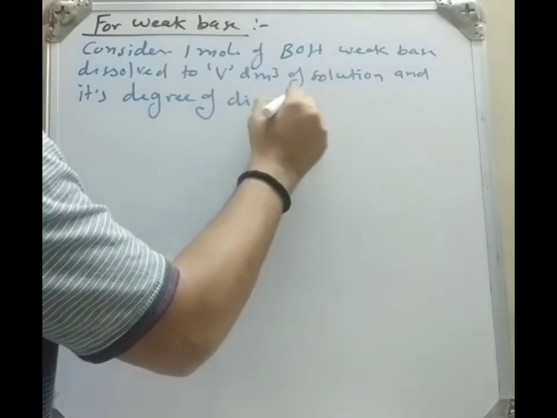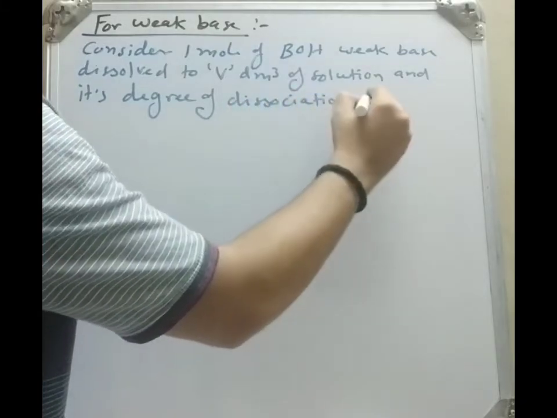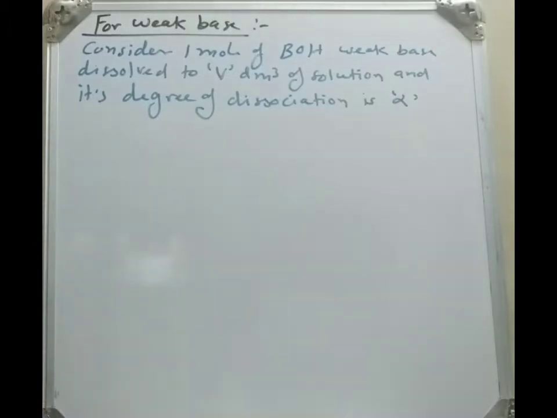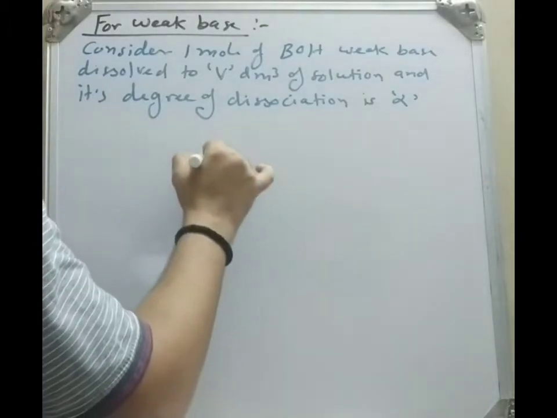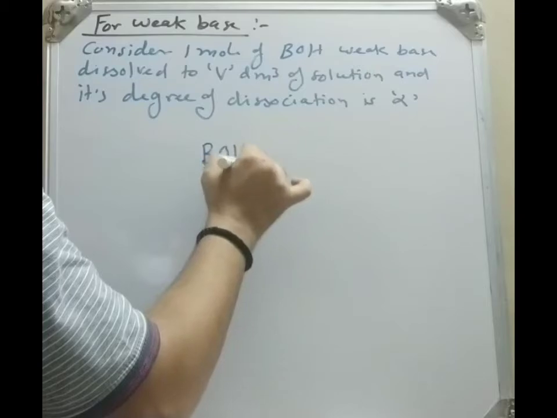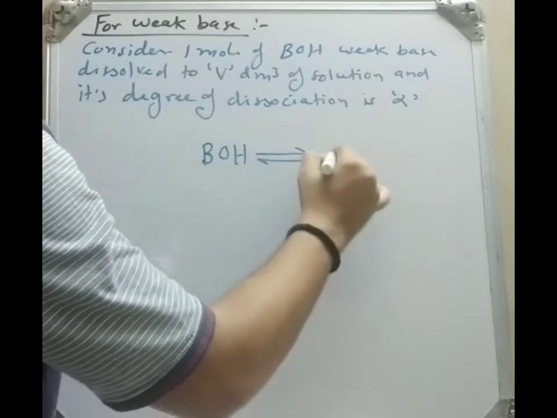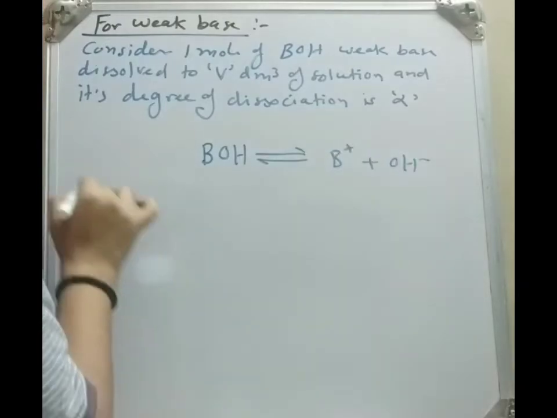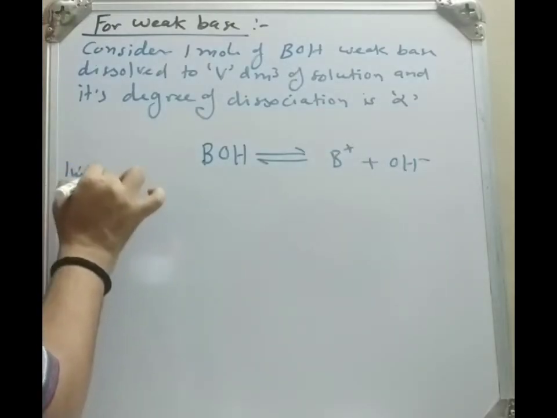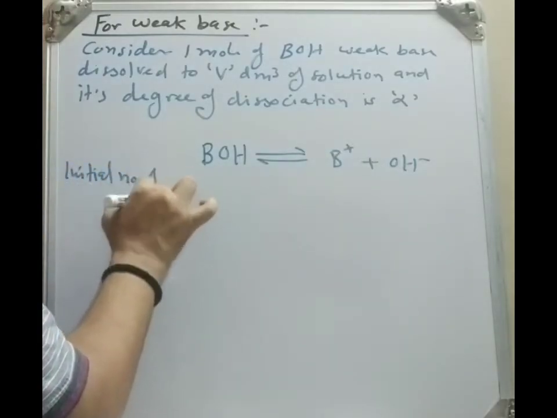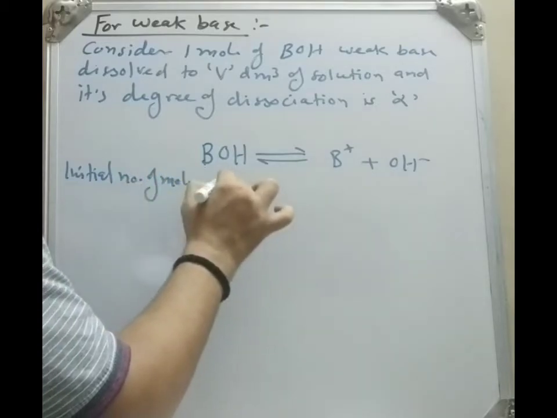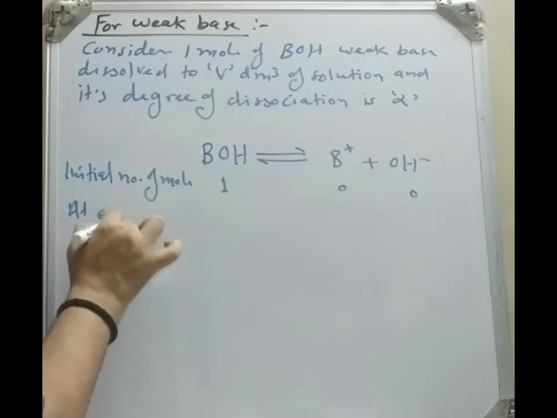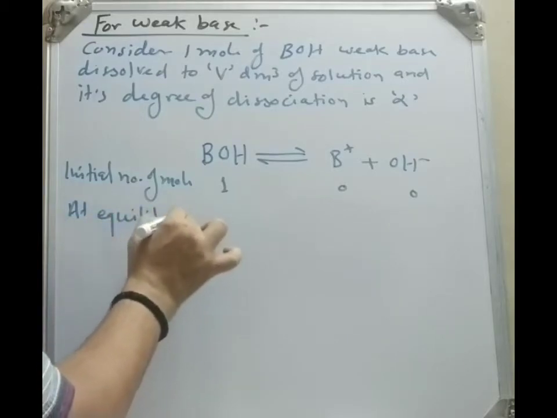Degree of dissociation is alpha. Now we consider the dissociation equation. BOH will dissociate into B plus and OH minus. Initial number of moles is 1 mole. At that time, B plus is 0 and OH minus is 0. At equilibrium, when alpha amount of BOH dissociates, we get 1 minus alpha.